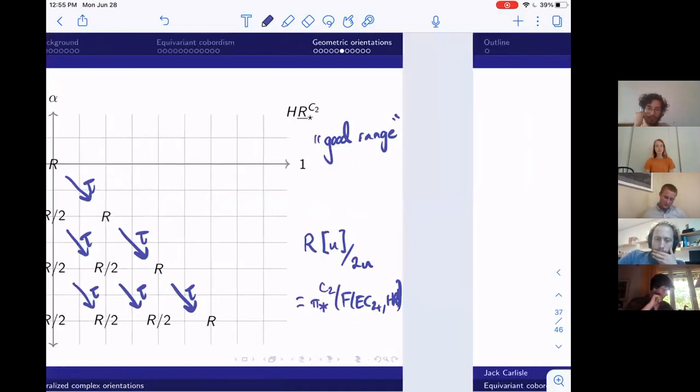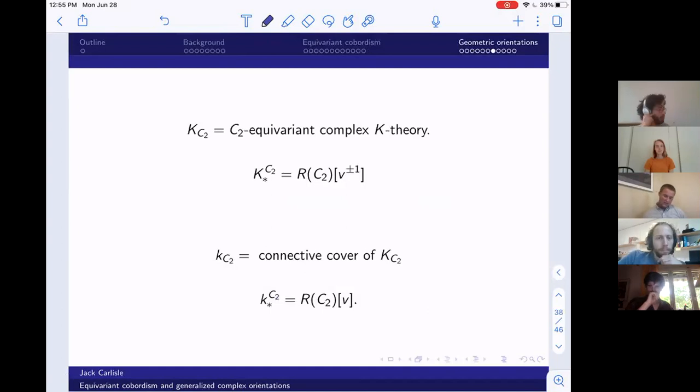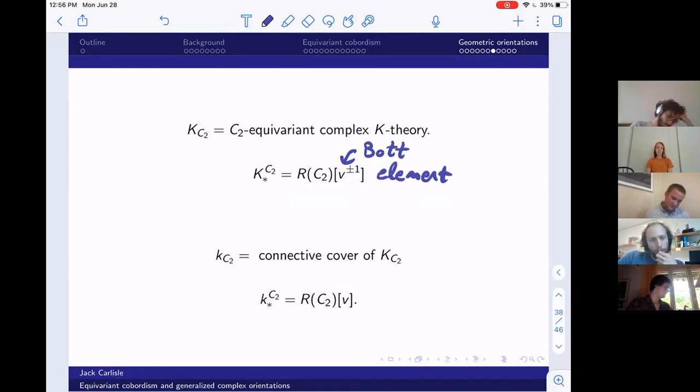Let's take a look at a more interesting example. So here we have big KC2. Again, this is C2 equivariant complex K theory, and its homotopy groups are given by the following thing. So in each even degree, we have the representation ring of C2, and then this element V is the Bott element, which gives us this 2 periodicity in the homotopy groups of KC2. The connective cover is just this spectrum, which is characterized by the fact that its homotopy groups are the same as the homotopy groups of KC2, but we cut off everything that occurs below dimension 0.